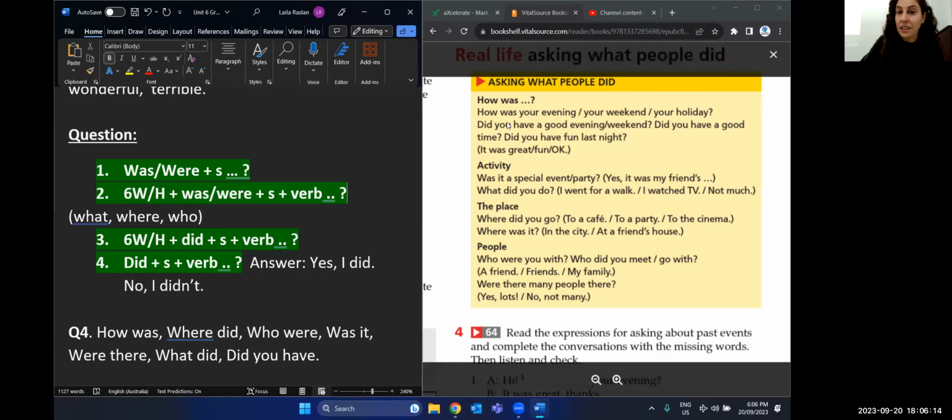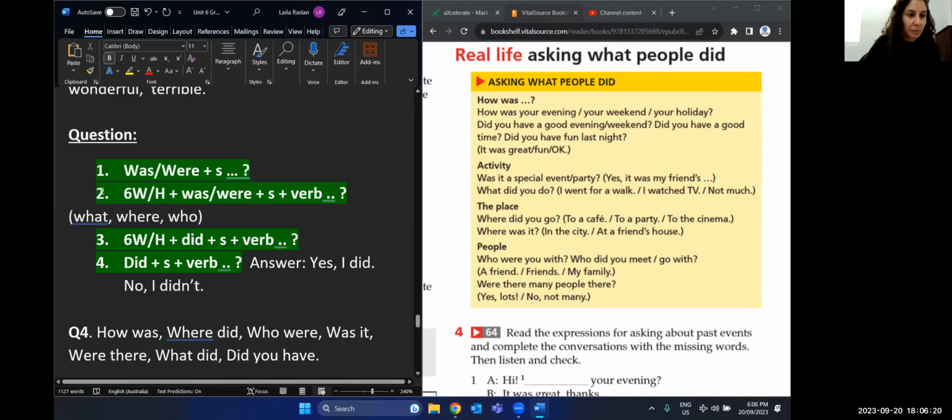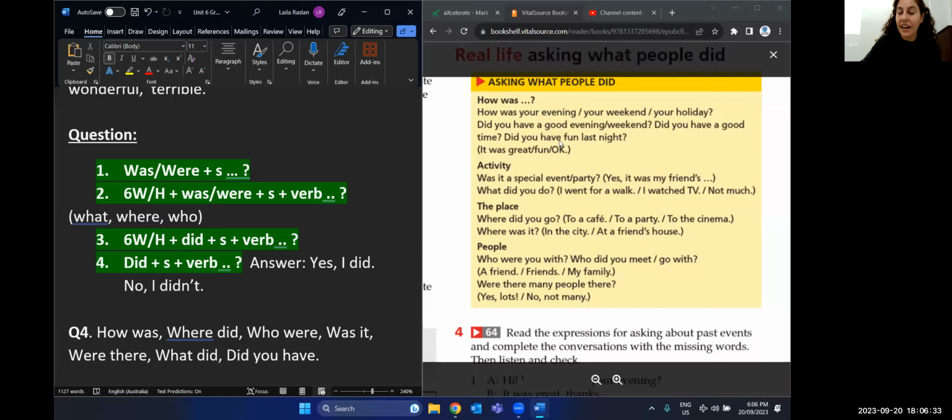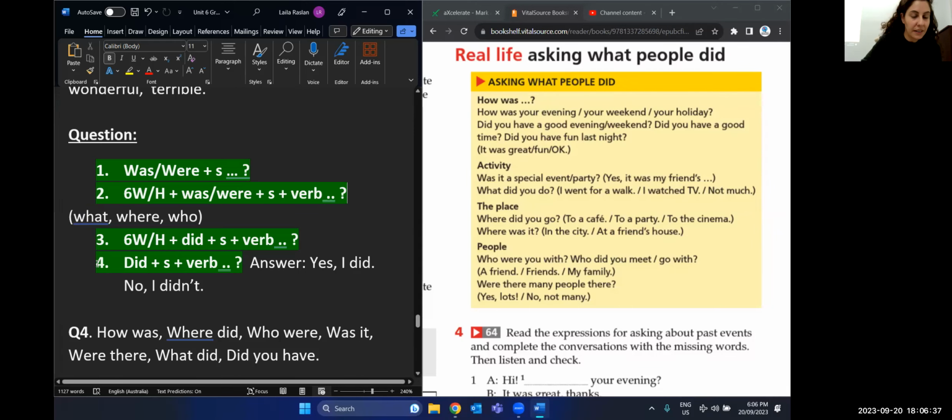So let's have a look. How was your evening, your weekend, your holiday? So that's rule number 2. Did you have a good evening or weekend or night? Did you have a good night? Did you have a good time? Did you have fun last night? So that comes from rule number 4.